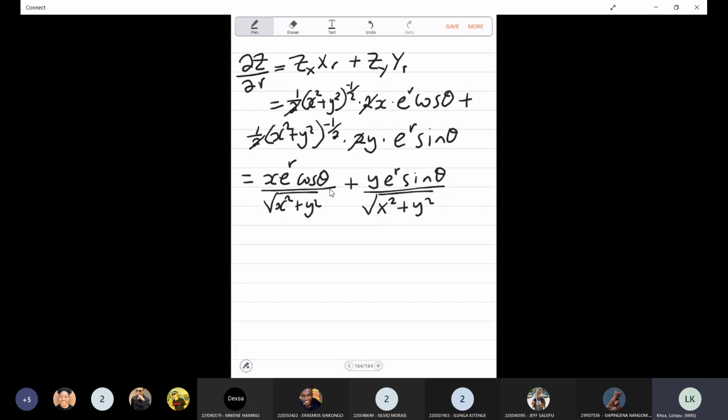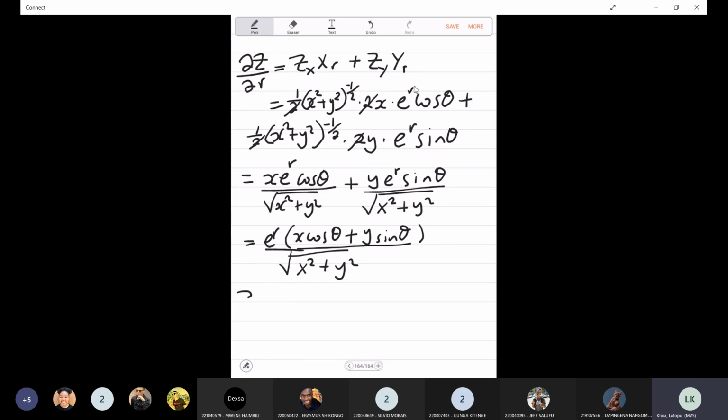So we can rewrite this as a single fraction and even factor out the e to the power of r if we like. So this is e to the power of r times (x cos theta plus y sine theta) over the square root of x squared plus y squared. So that is what we have. Okay, so again, just applying the formula, nothing particularly complicated there.